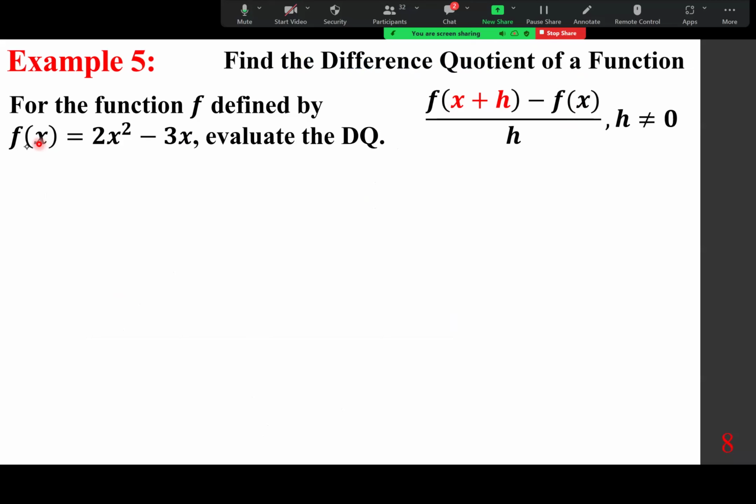Let's repeat the question for f of x equals 2x squared minus 3x. For the function f defined by f of x equals 2x squared minus 3x, evaluate the difference quotient. We had done this with various functions. We want to do it with this one now. So to evaluate this, as I mentioned, this is easy. This one just repeated here. This is the one we want to evaluate. F of x plus h means 2 times x plus h quantity squared minus 3 times x plus h.